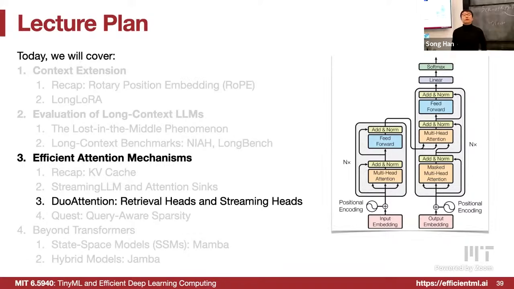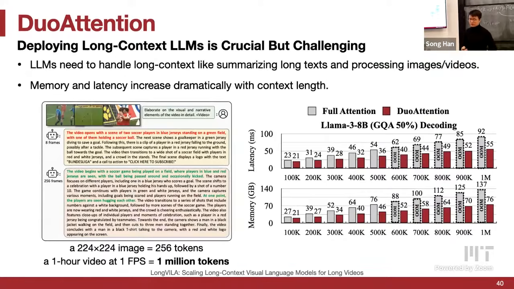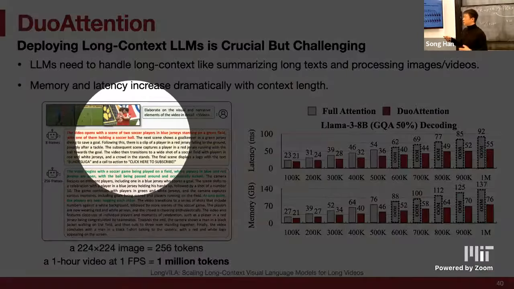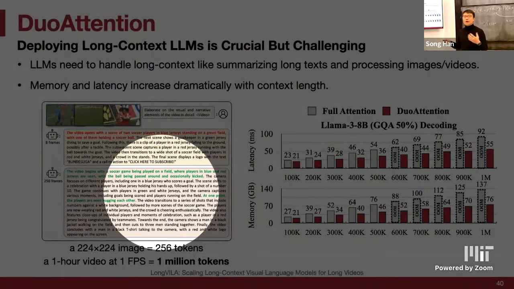Let's continue with dual attention for long context large language models. So dual means 2, right? We have 2 kinds of attention heads. One is the retrieval head, one is the streaming head. And let's see how we exploit these 2 kinds of heads to improve the efficiency of long context large language models. So the problem we want to solve is the long context problem. We want to understand long documents, long images, long videos.